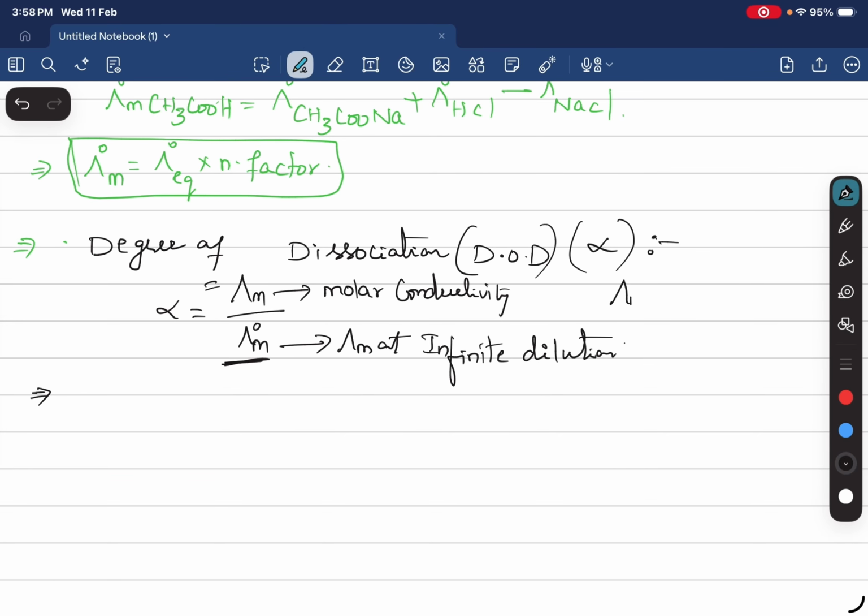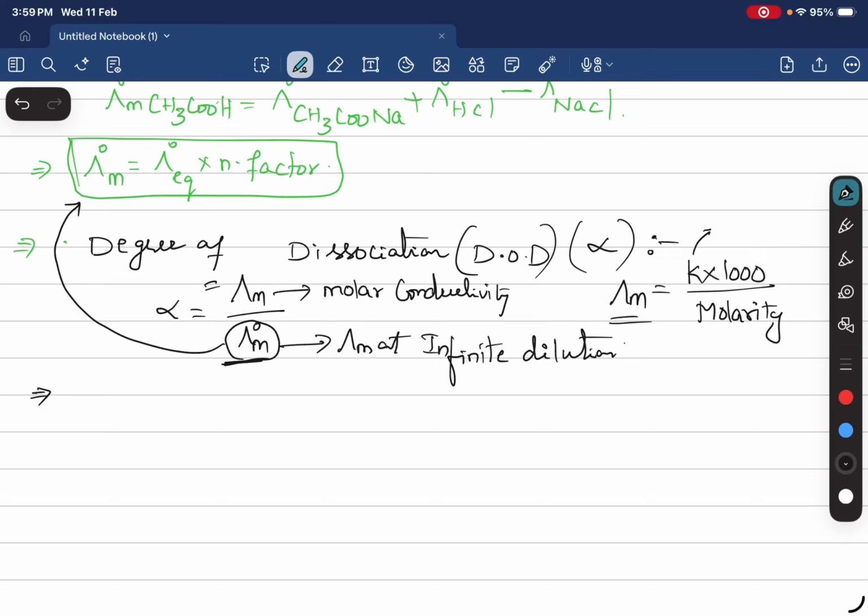Here lambda m and lambda naught m won't be given directly. Lambda naught m can be calculated from the previous application. Lambda m you can calculate with the formula which we discussed in the previous lecture. If anybody has not watched it, just watch that, and surely you will understand this better. It is K into 1000 by molarity. So this is how they may give the lambda m value.